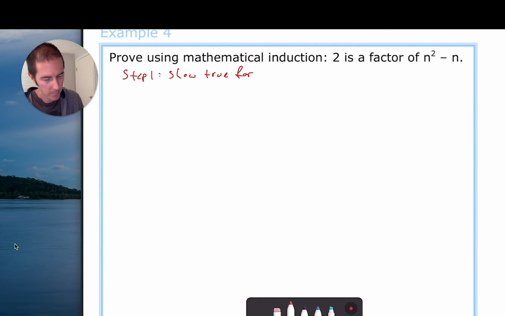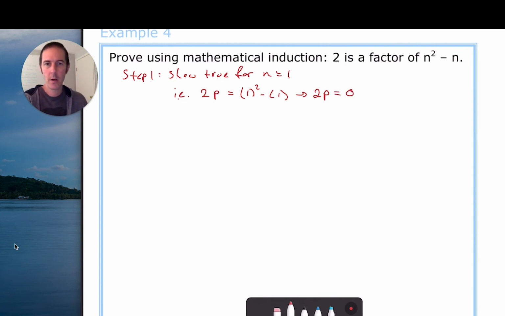For n equals 1. In other words, 2 times, let's say, P equals 1 squared minus 1. In other words, we're trying to show that 2 times some number P is equal to 0. And based on our conversation earlier, we know that that's true. A p-value of 0 would satisfy this statement. So, check mark.